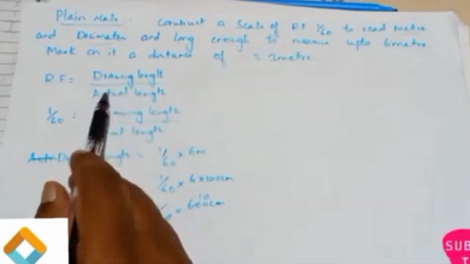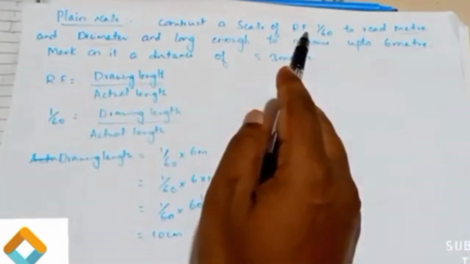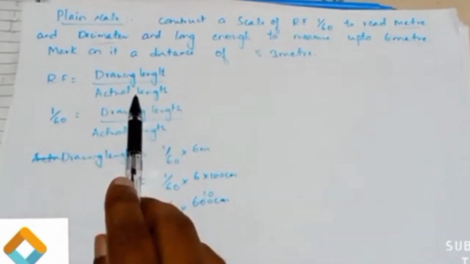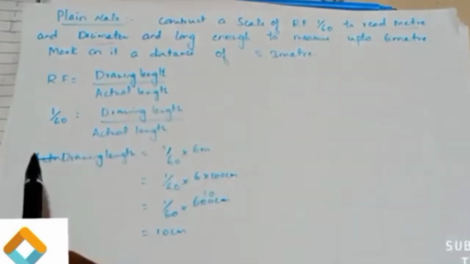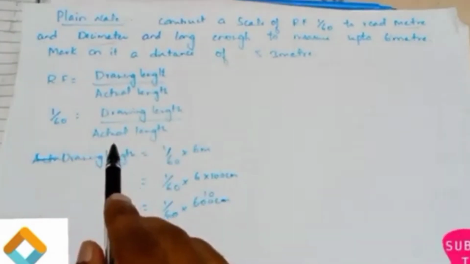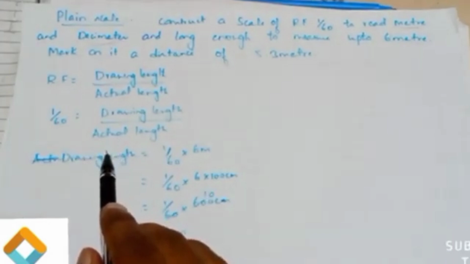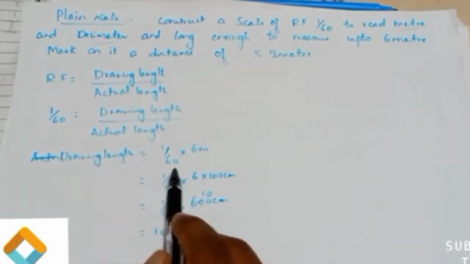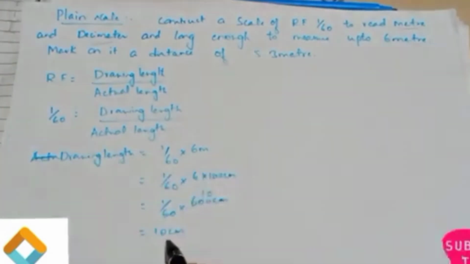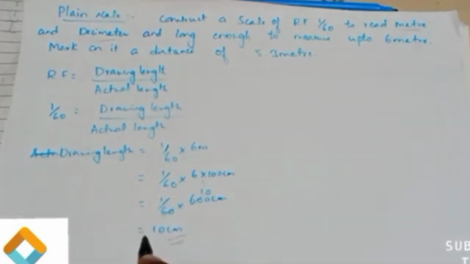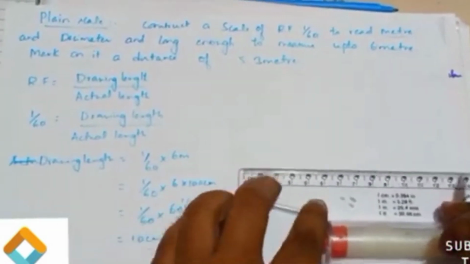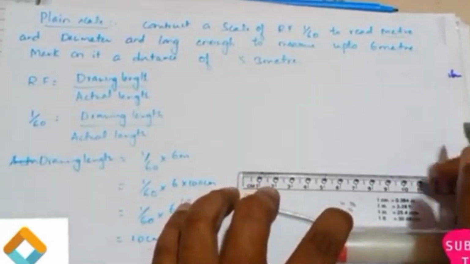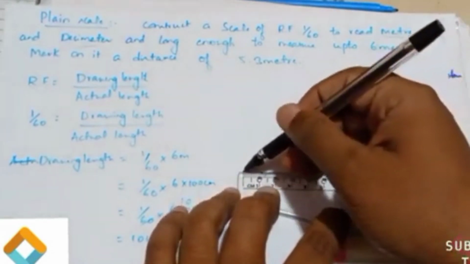So RF means representative factor. It is nothing but drawing length by actual length. Here we have substituted the RF, and the drawing length we have to find out. The actual length given is 6 meter. So in order to draw it using a scale, we find the drawing length. Drawing length is equal to 1 by 60 into 6 meter. 1 meter is equal to 100 centimeter. After the calculation, the drawing length we get is 10 centimeter. So using the scale, I'll be drawing a line of length 10 centimeter.